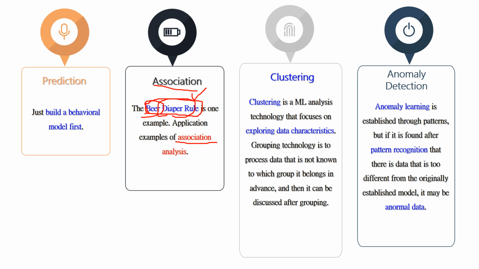And the third one is called clustering, okay? Clustering is ML. ML means machine learning, okay? It is an analysis technology that focuses on exploring data characteristics. And the grouping technology is to process data that is not known in advance to which group it belongs. So we know the data first, and then it can be discussed after grouping, okay?